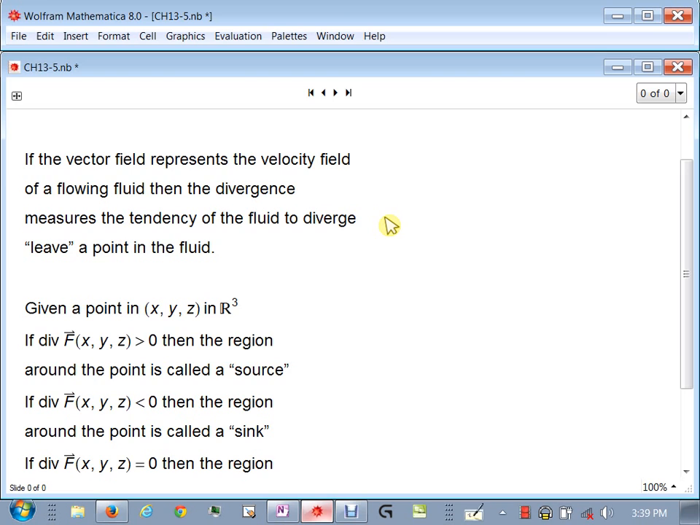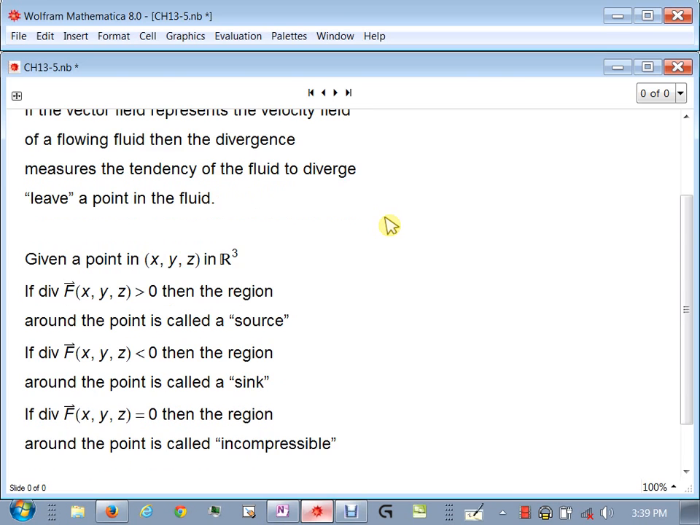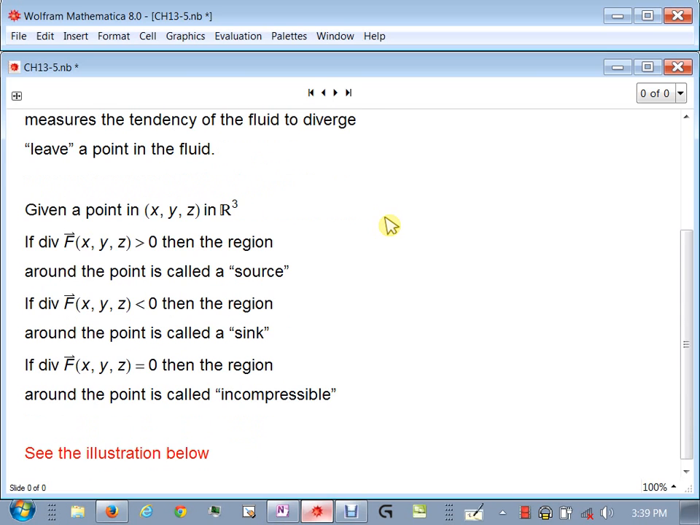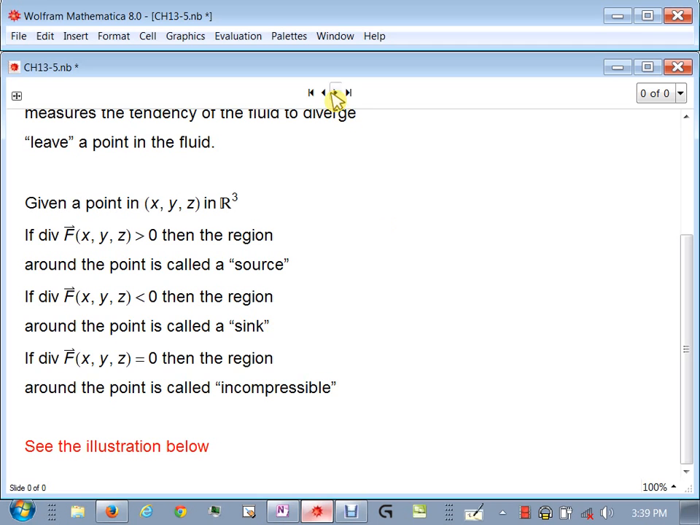I'm going to show you this geometrically in a second. So if we're given a point in three-dimensional space, if the div at that point is bigger than 0, so you have positive div, then the region around the point is called a source. If the div is less than 0, then the region around the point is called a sink. If the div is 0, then the region around the point is called incompressible. So let me show you the example, or the illustration.